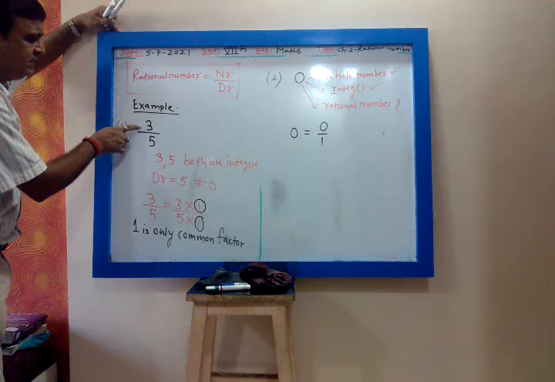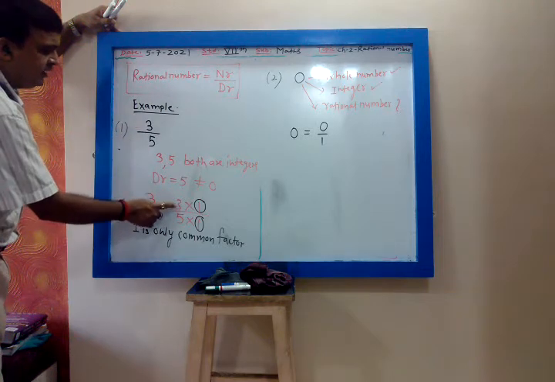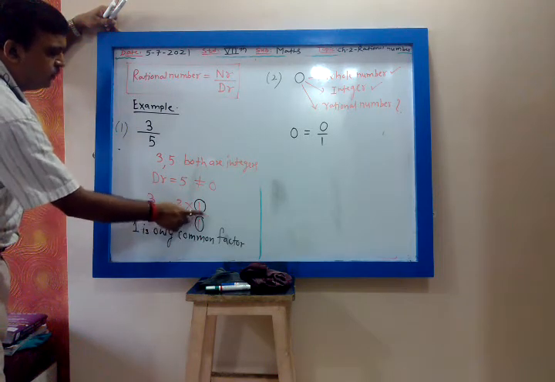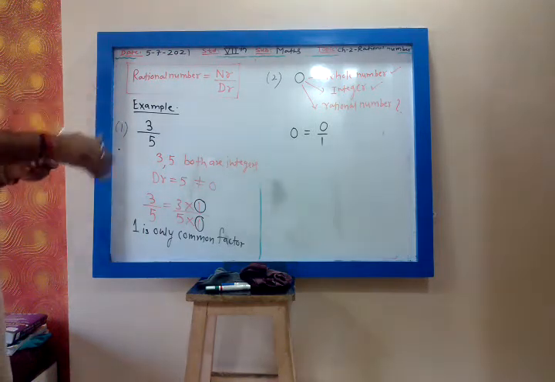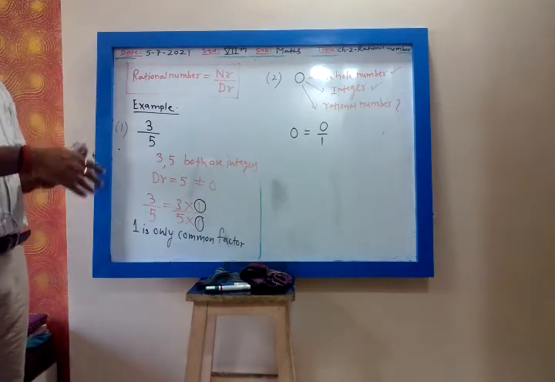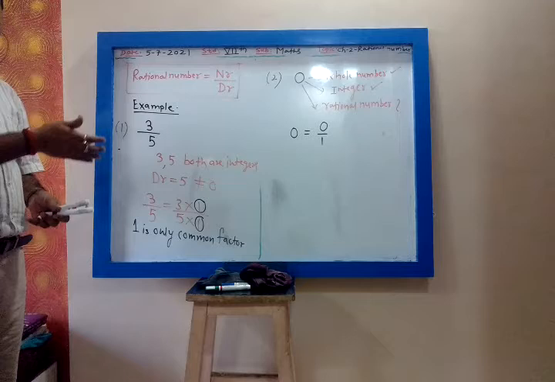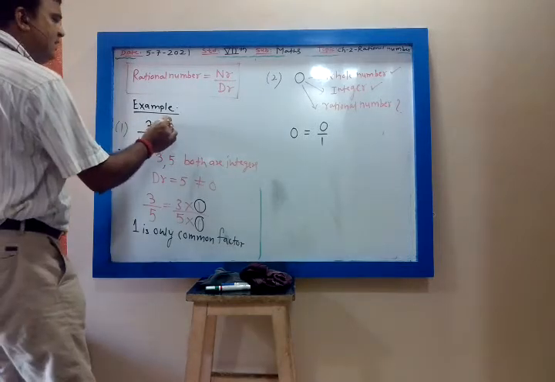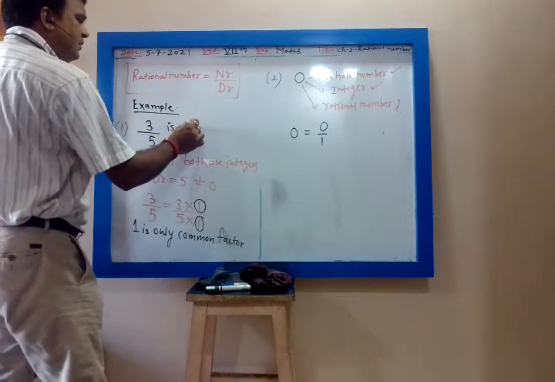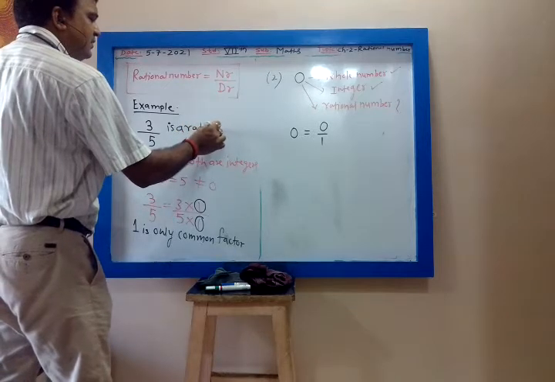And third condition, 3 upon 5, I can write 3 into 1 upon 5 into 1. What is the common factor between 3 and 5? 1. So all the 3 conditions are satisfied. Therefore 3 upon 5 is a rational number.